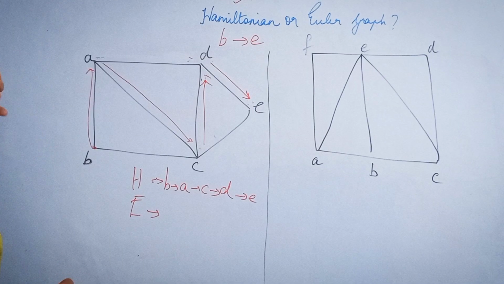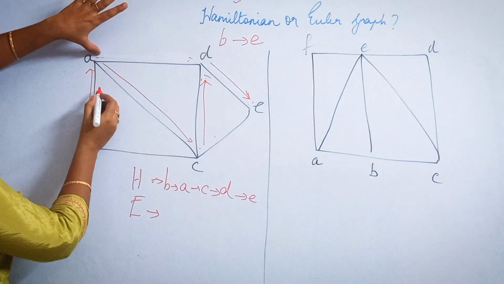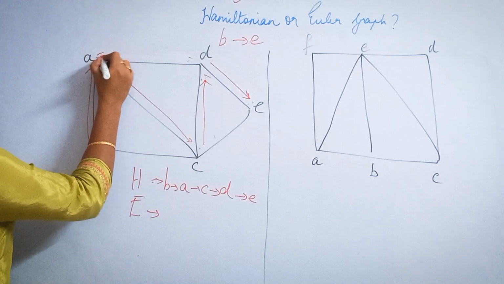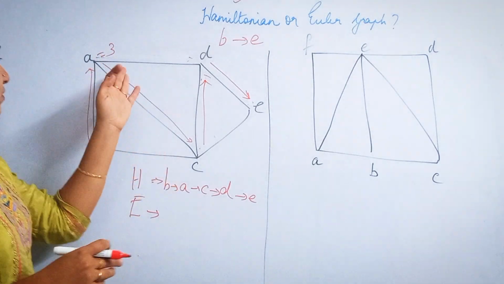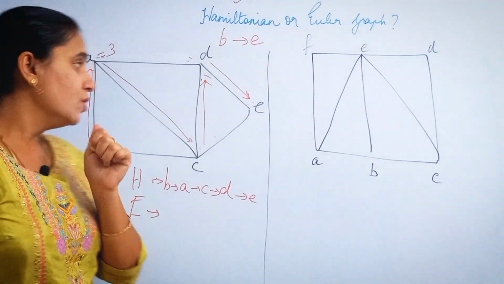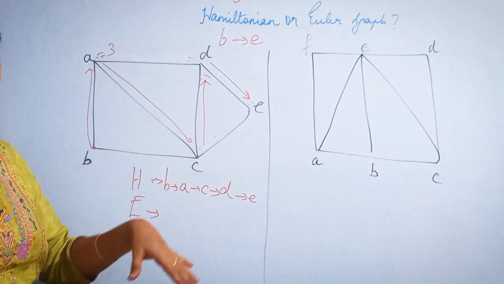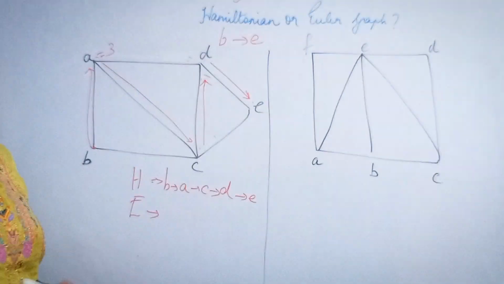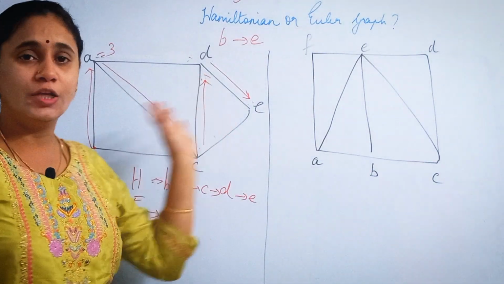So let me find for A. For A, if you see, what is the degree of A? 1, 2 and 3. So right at the start it is a problem, because the degree of A is 3, which is not possible for a Euler graph. So we can stop rather than continuing to find the degree of all the vertices, because the very first one is coming out wrong. So we can confidently tell that this is not a Euler graph. If you want, you can find the degree of all.